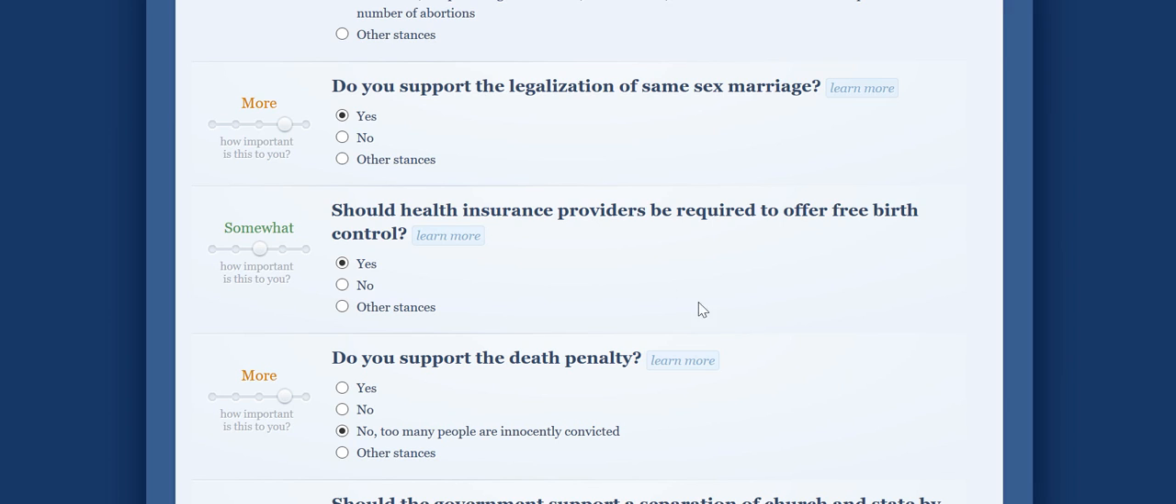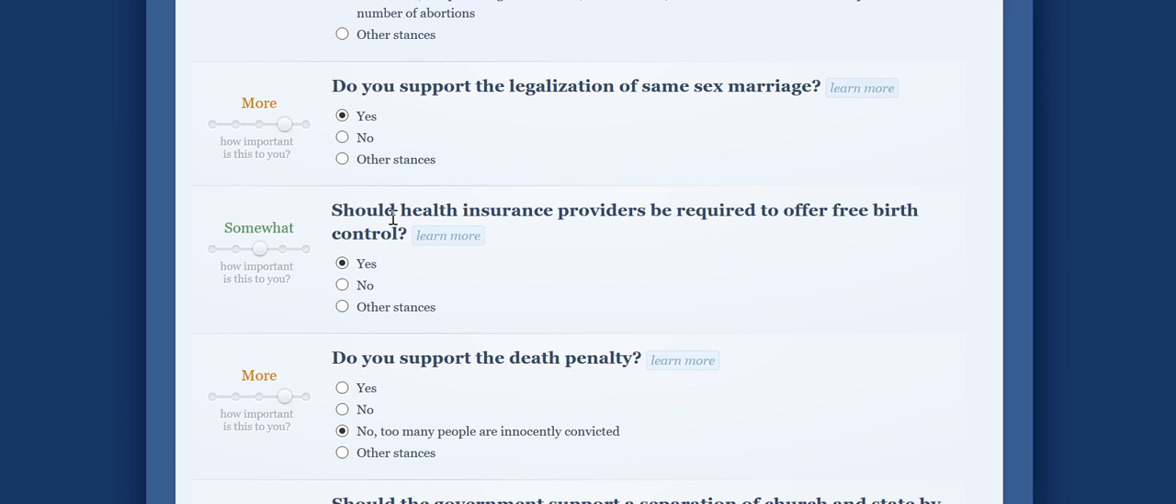I put yes, because the wording of the question is a little weird. See how it says, should health insurance providers be required to offer free birth control? It's weird that the word free is in there, because if you're talking about health insurance providers, well, I got news for you. You're paying into your health insurance. You pay your health insurance. So you pay it, and you just want to get back services. One of those services should be birth control.